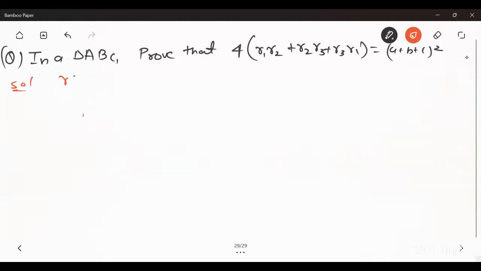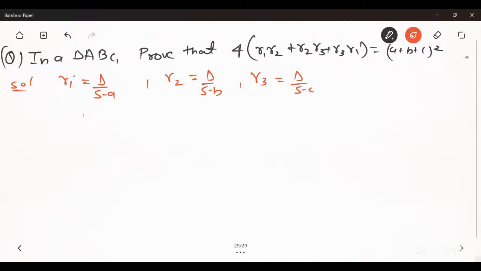The value of R1 is delta upon S minus A. The value of R2 is delta upon S minus B. And the value of R3 is delta upon S minus C. In normal classes, I have discussed these values with you, and I have also provided the proof. This was only your revision batch, so you have to remember these values to solve the question. Their proof will not come in the papers; their values will come in the paper.